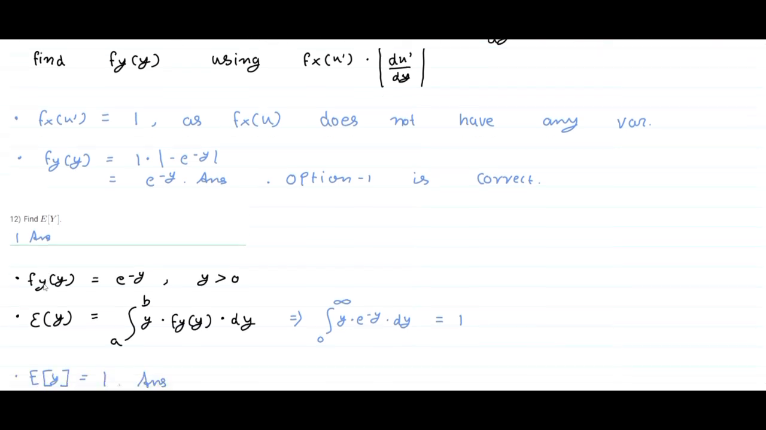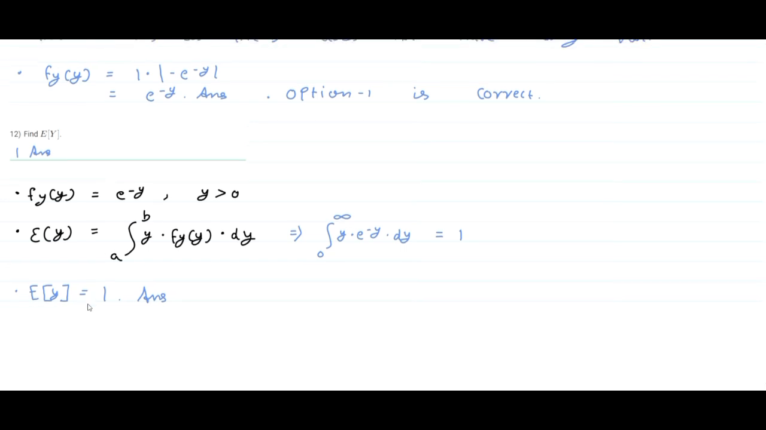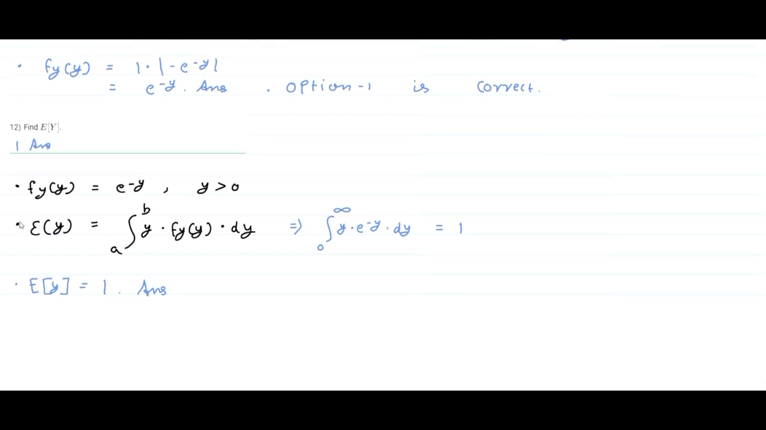Now question number 12 asks about the expected value of y. We just found the probability density function of y, and to find the expectation of a random variable, we integrate the variable times its pdf with respect to dy over its entire range. So expectation of y will be equal to integrating y times e to the power minus y with respect to dy over the interval 0 to infinity. Hence expectation of y is equal to 1.